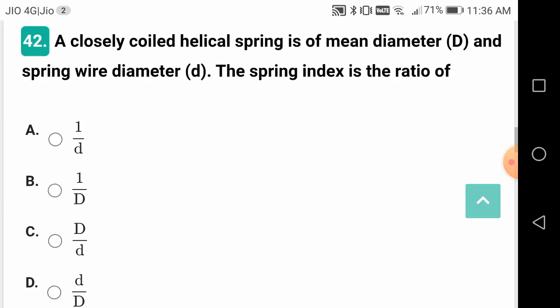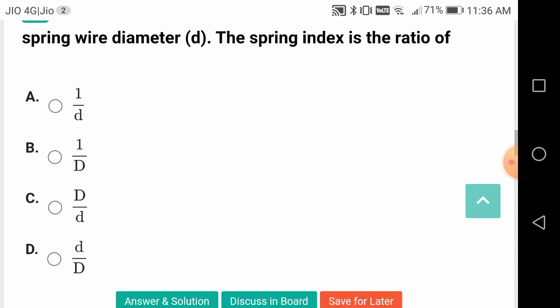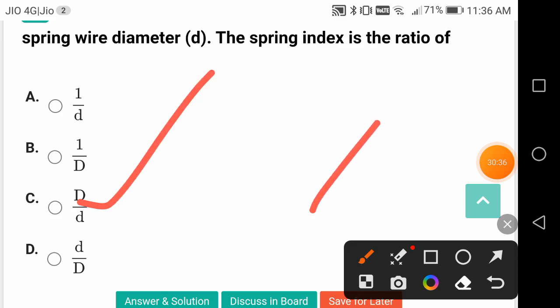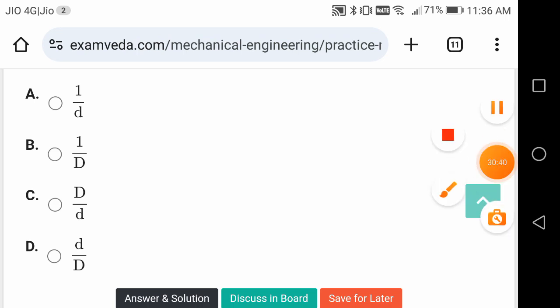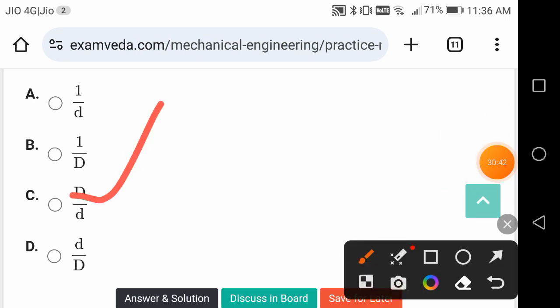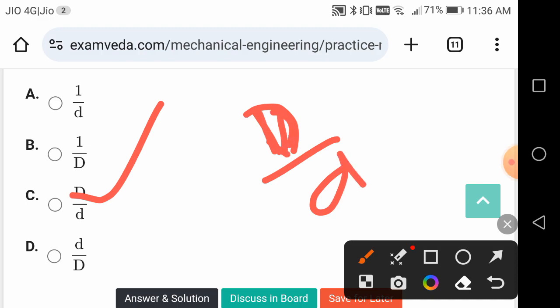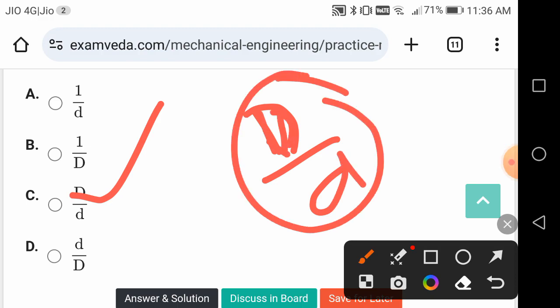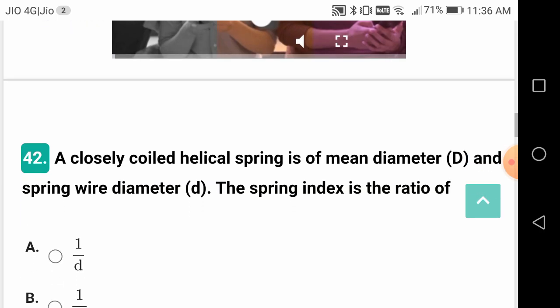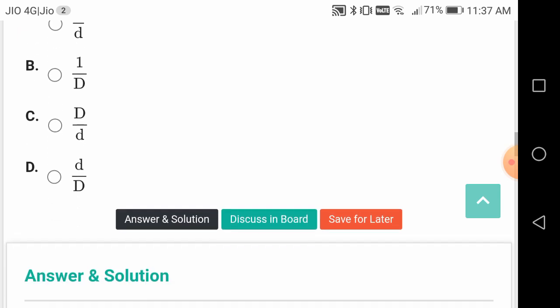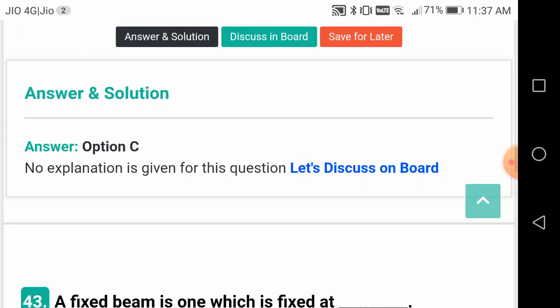A closely coiled helical spring is of mean diameter D and spring wire diameter d. The spring index is the ratio of D by d. D by d ratio is called the spring index, coil diameter by wire diameter. This is called the spring index.